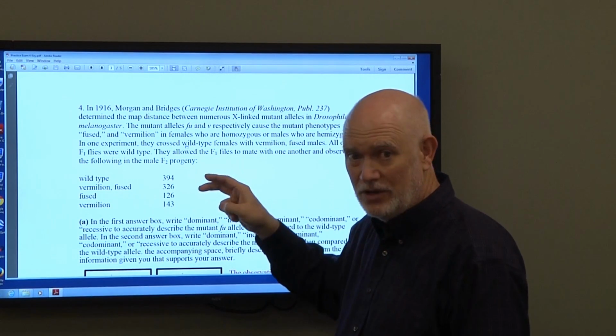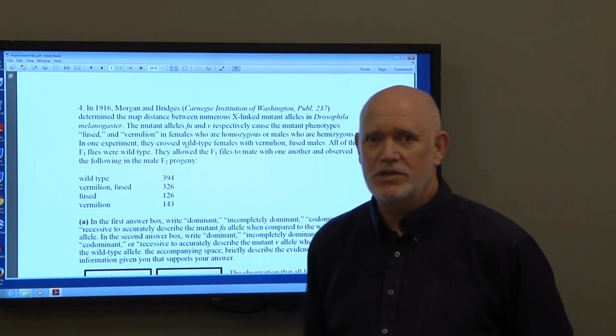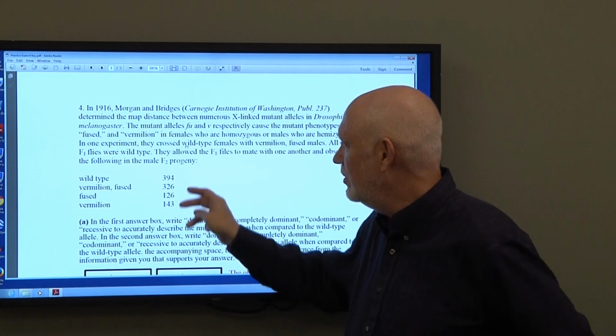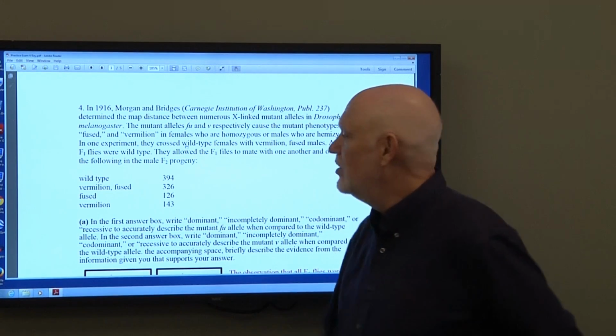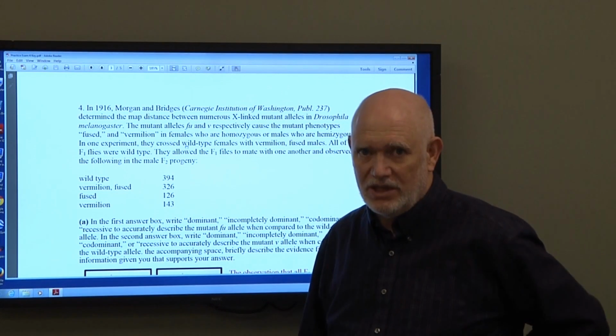And then here's the other way you can tell, is look at the numbers. The non-recombinant ones should be the most frequent, which they are, 394 and 326 compared to 126 and 143. The recombinant types then, fused and vermilion, are going to be the least frequent.